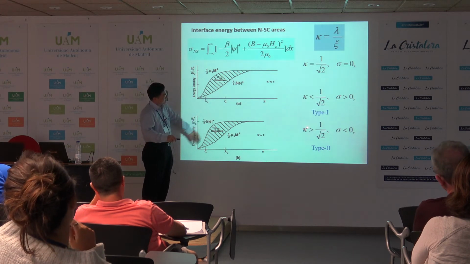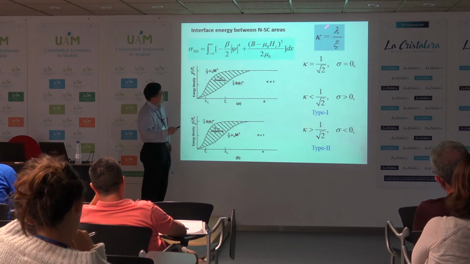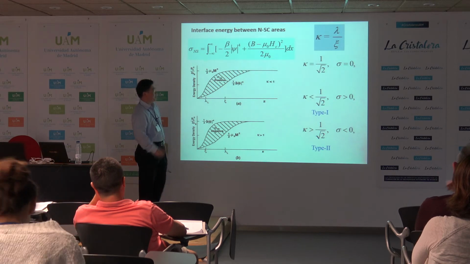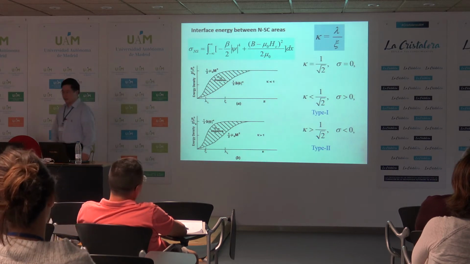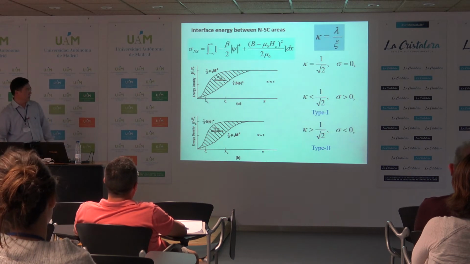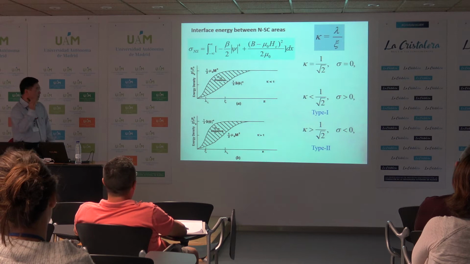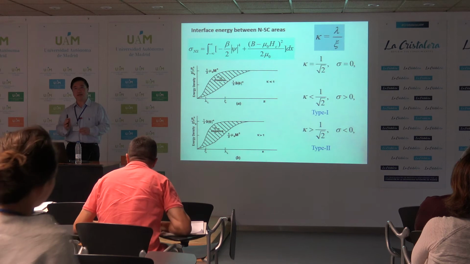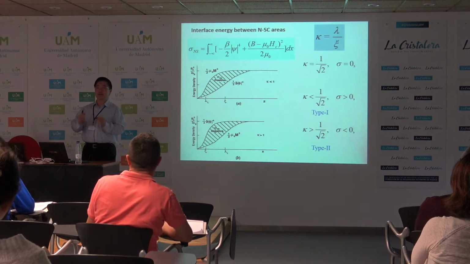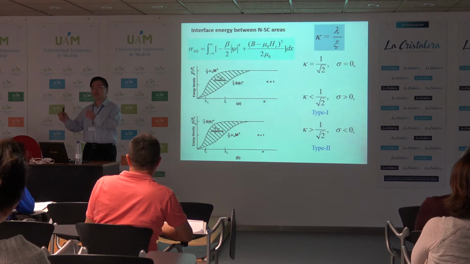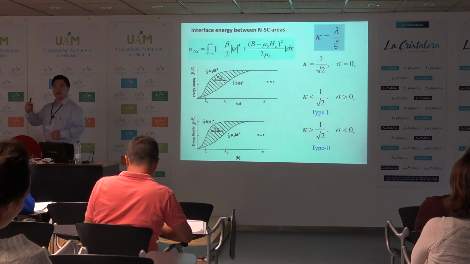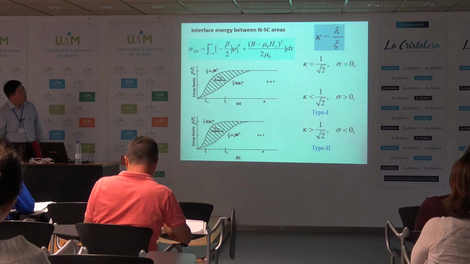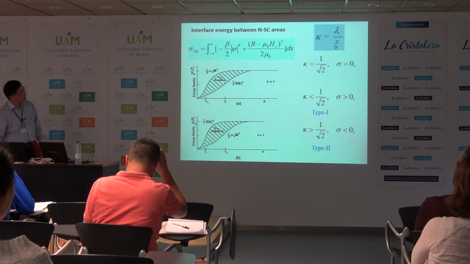For this type, the precise calculation tells that the kappa, which is defined this way, when it's larger than one over square root 2, the interface energy is negative. This type is defined as a second order or type 2 superconductor. So when the magnetic field penetrates into the superconductor, because the interface energy is negative, the system would like to separate the magnetic flux into many, many small flux lines, because that has a large area of the interface. Okay, so that's the reason why we have this state.